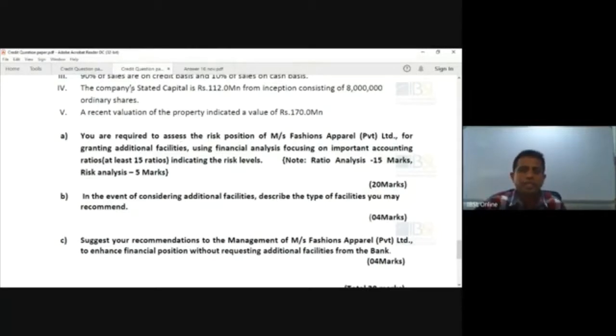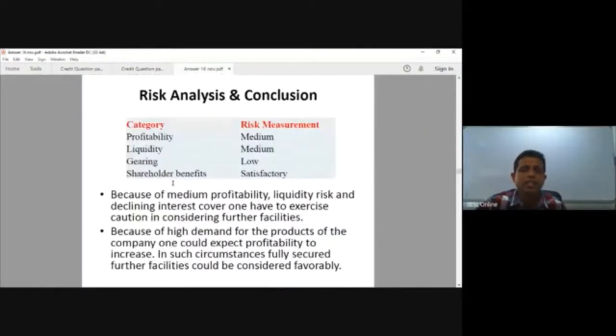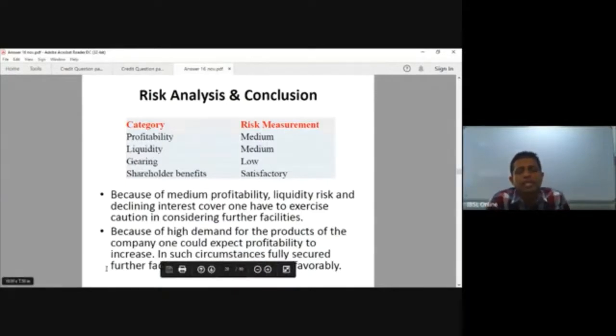Now this analysis is very important. I am allocating at least 4 to 5 marks for this. Therefore, don't skip that analysis. After calculating and interpreting all the ratios, for each individual category of ratio, make sure you clearly indicate in your answer what your risk position is, whether it is medium, high or low, the final risk position, and whether you consider further facilities or not. Right? For this section in this question paper, 5 marks have been allocated.